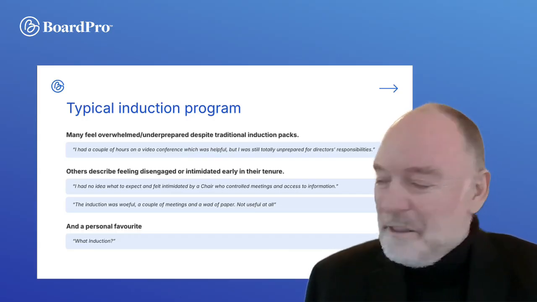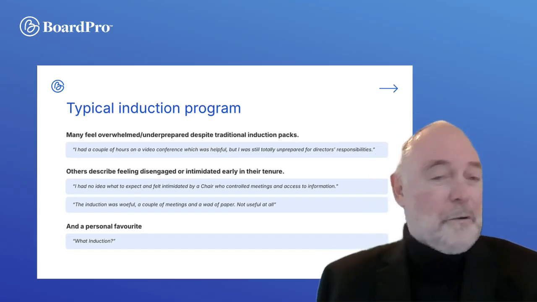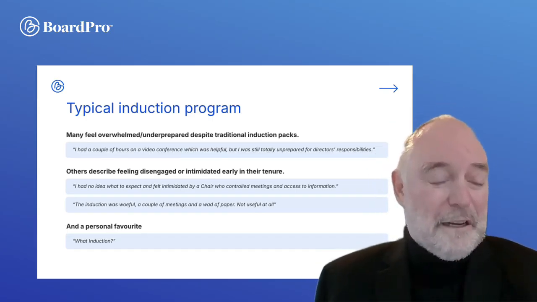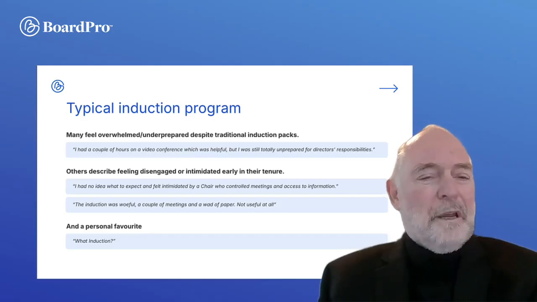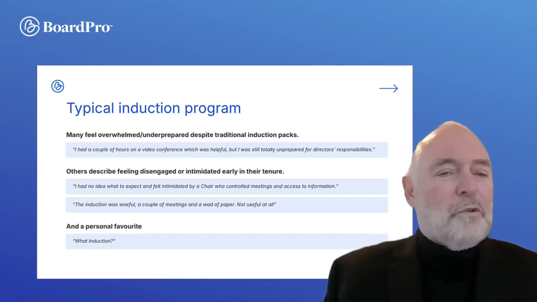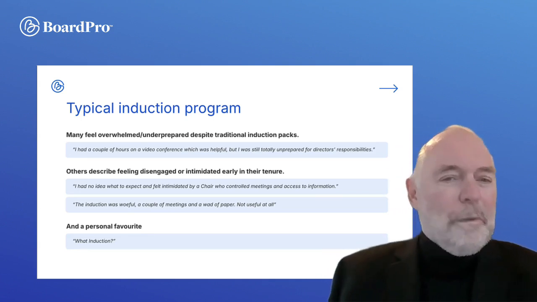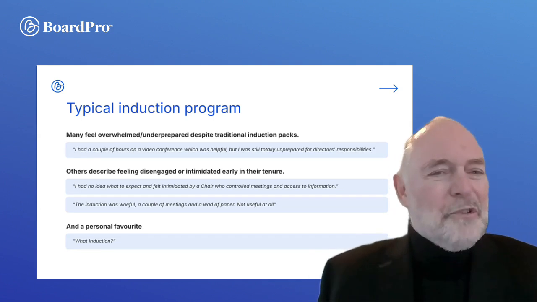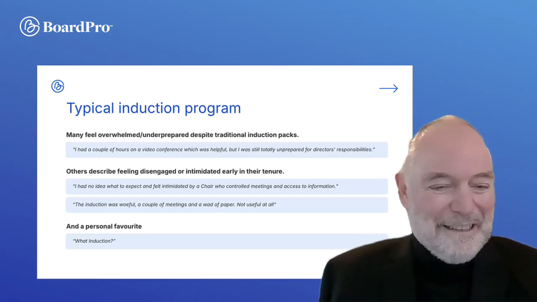And if you reflect, if you've been through an induction yourself, was it a great induction? Did it help you get your feet under the table? Did it help you understand the nuances around the board? Did you feel both supported, but also able to add value to that board almost from day one? That was a good induction, versus, well, I've still got the wad of paper. I'll get to it eventually.